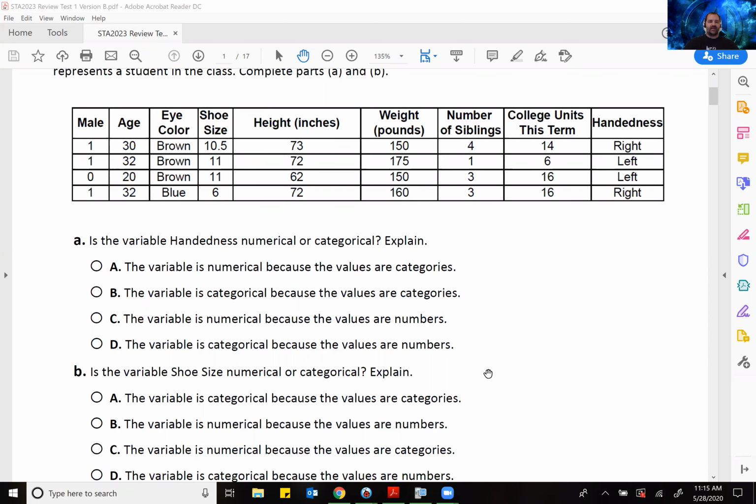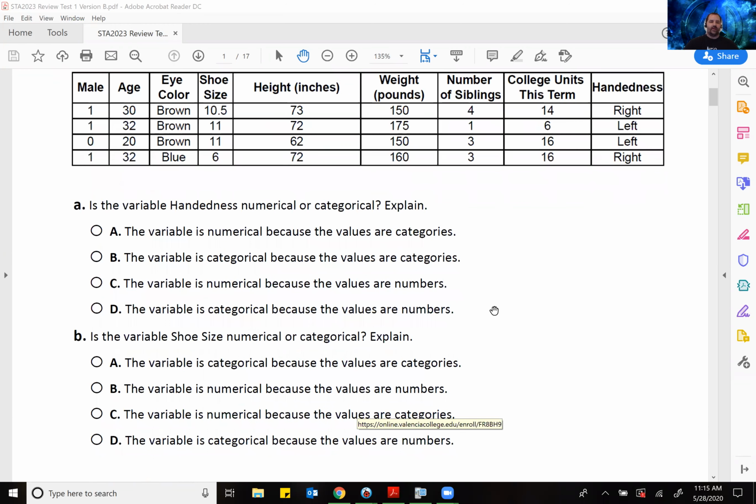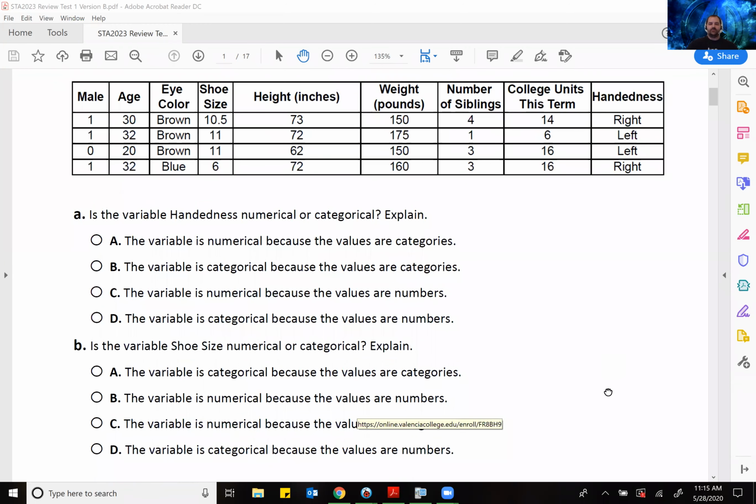Question B says, is the variable shoe size numerical or categorical? Explain. So what do you think? Numerical. Definitely. That narrows it down to B or C. Which one is it? Because the values are numbers. That's right, B. And it's measurable. We can measure your foot size. So there you go. Any questions about number 2?